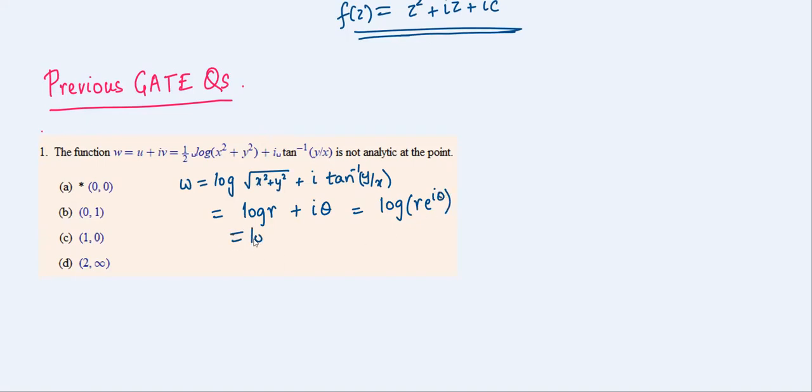So this is log of r e power i theta. So this is log z, and we know that log z is not analytic at 0, 0. That means when z equal to 0 plus i times 0. So the function itself is not defined. Other than that, for all points in the domain, this function is valid. Okay. So this is the first question.